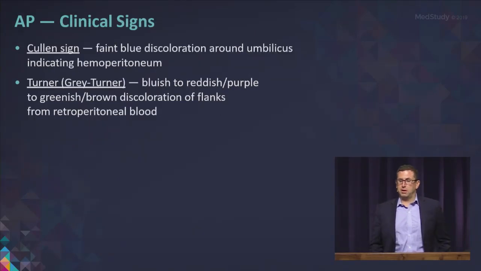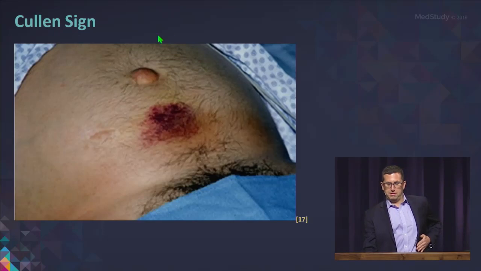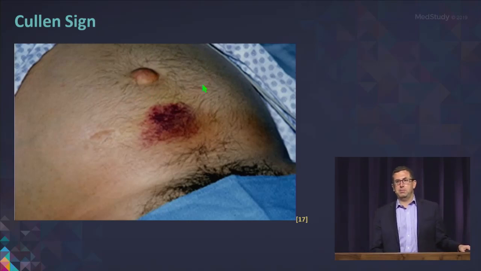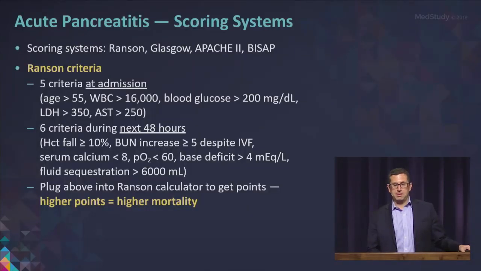Clinical signs would include the Cullen sign and the Grey-Turner sign. The Cullen sign is the discoloration around the umbilicus, and the Grey-Turner sign is discoloration in the flanks. So here you could see this would be the Cullen sign. You see some hemorrhage here around the periumbilical area. If you see that on a test, that would be very indicative of acute pancreatitis.